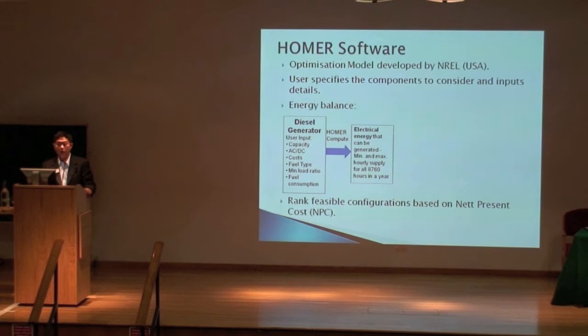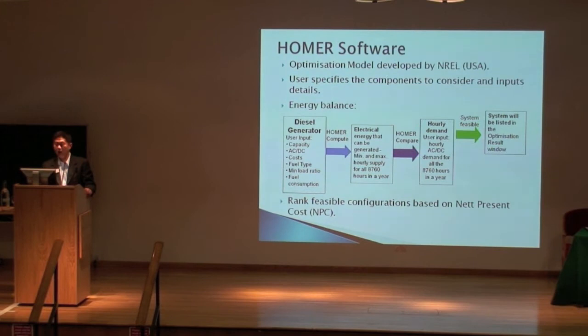First, Homer will compute how much electrical energy is available, and then it will compare it with the hourly demand, which is also specified by the user. And then, if the system is found to be feasible, it will be listed in the optimization result window, ranked according to which one is the most economical on top. If the system is not feasible, Homer will just discard it.